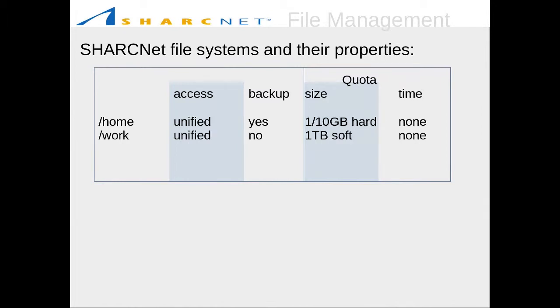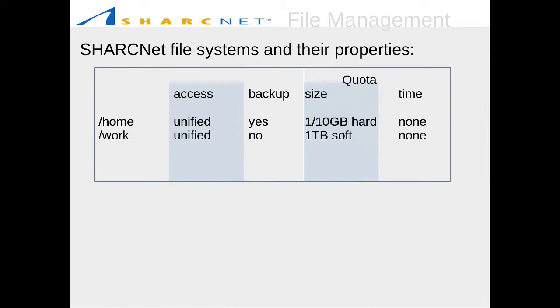Another commonly used system is the work system. The access to work is unified as well. So if you're working on files in one system and you want to transfer to another system, if you're working from the work directory, you don't have to transfer files. You can just keep working from the same location. The system is not backed up, and it does have a size quota, but it's larger at 1 terabyte currently. And importantly, this quota is a soft quota at 1 terabyte.